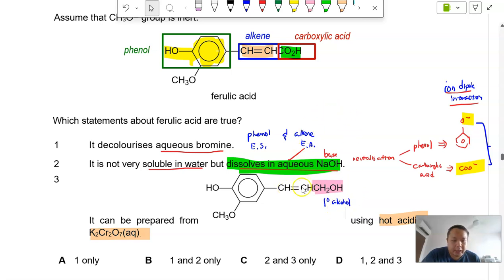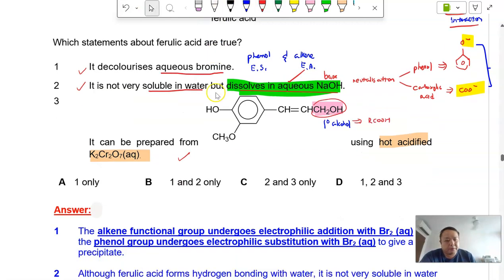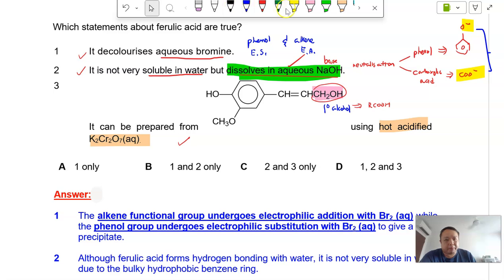So yes, the C=C double bond here will not be oxidized. It will not undergo oxidation because you're using dichromate, not KMnO4. The phenol pretty much remains intact because phenol can't undergo oxidation. So option 3 is therefore also possible. Alright, so this will then get oxidized to form your carboxylic acid. So therefore options 1, 2 and 3 are possible.